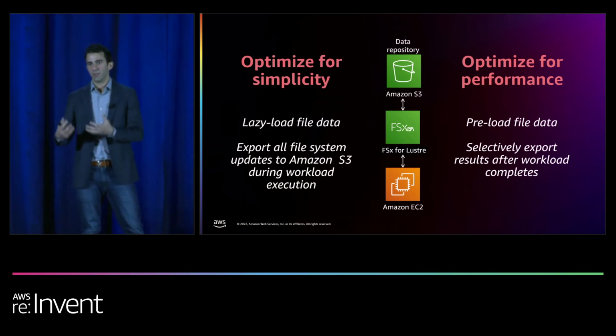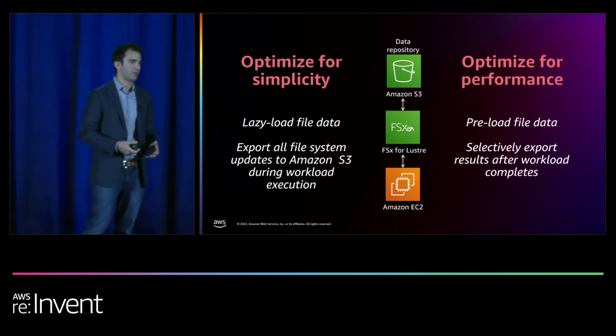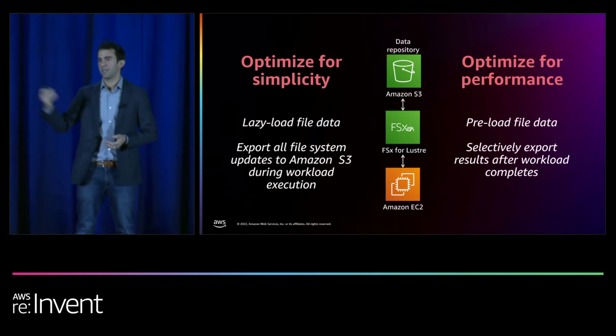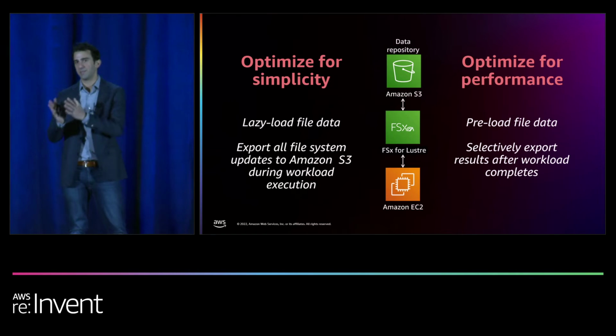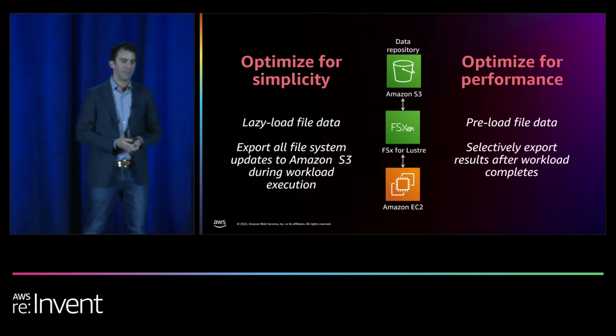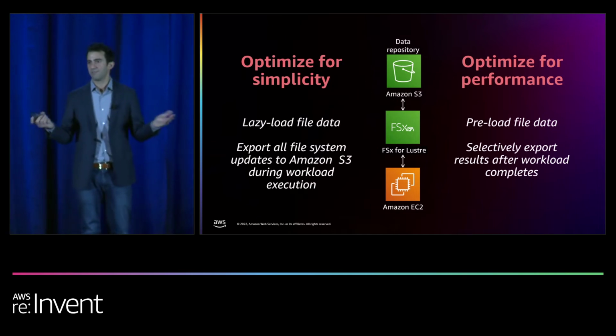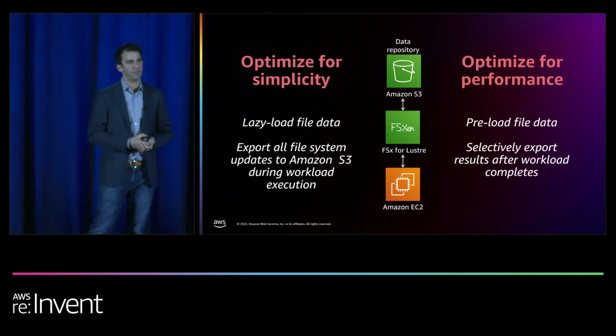They want to create their compute nodes when the data is ready on the file system, run their workloads, destroy the compute instances, and then export the data back to their S3 buckets afterwards, and selectively export only certain files that are going to be needed for the future. So you have two options. They're both available to you with APIs and different policies that you can configure on the file system.